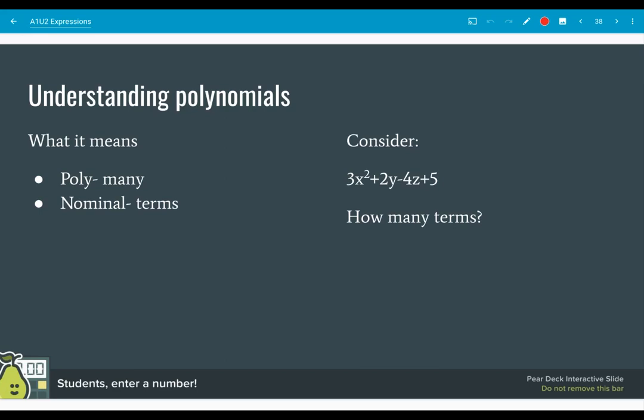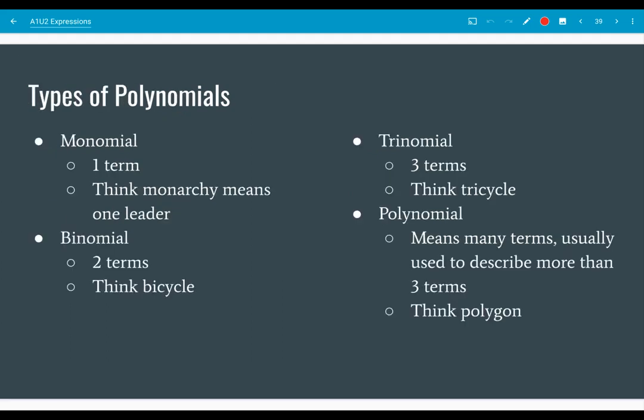Now we're going to look at understanding polynomials. Okay, with poly meaning many, and a nomial being a term. So the types of polynomials that we normally give name to are just the first three. So we have a monomial, which is one term, and mono is singular, meaning one, and think of monocle or monarchy, monarchy meaning one leader. Okay. Next one we look at is binomial, with the prefix bi, meaning two. You think bicycle, this is two cycles or two wheels.